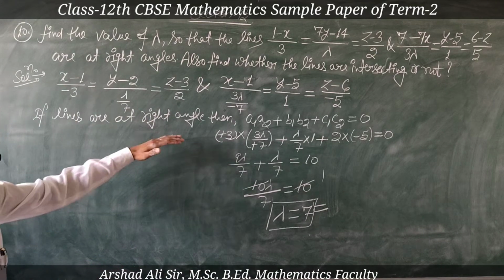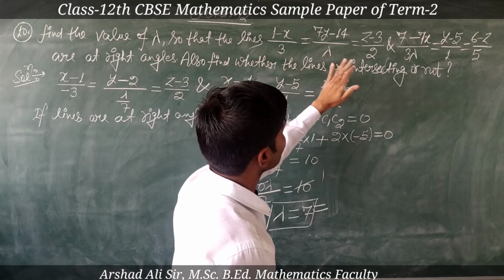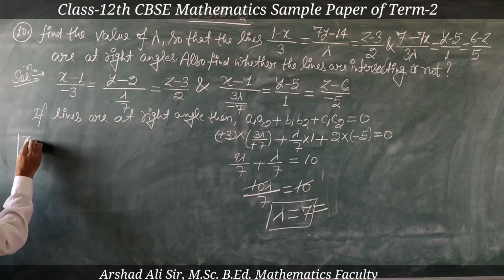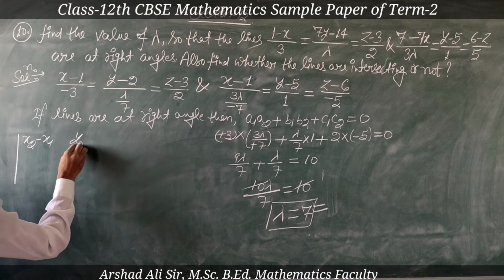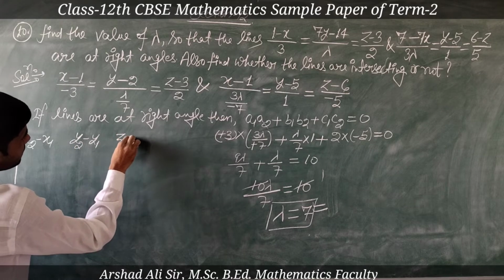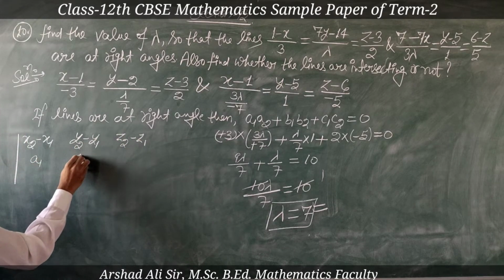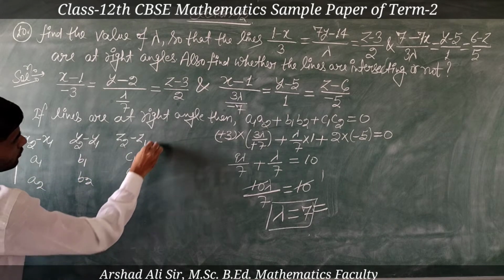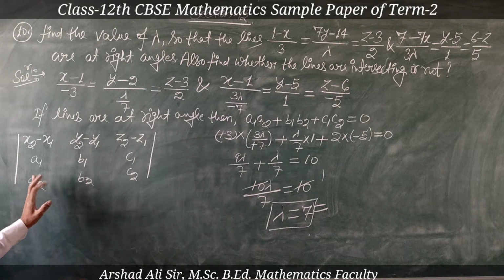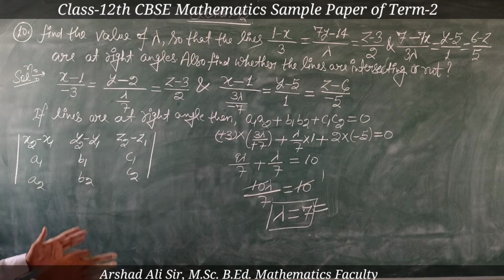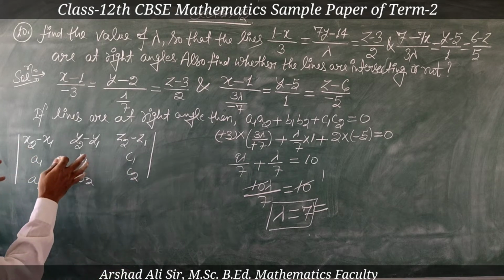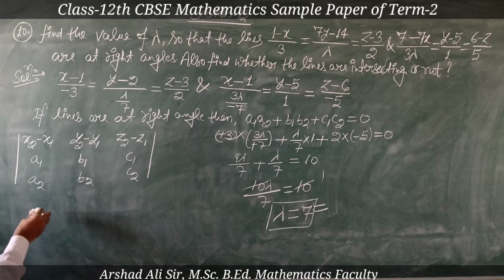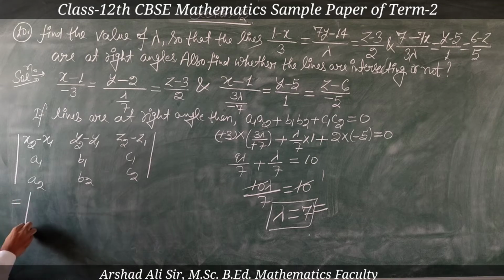But in the next line we are also asked to find whether the lines are intersecting or not. We can check this determinant value: x2 minus x1, y2 minus y1, z2 minus z1, a1 b1 c1, a2 b2 c2, okay. If this determinant is equal to 0, in that case we can say the lines are intersecting. If the value of this determinant is not equal to 0, we can say the lines are not intersecting. Okay, so we can find the value of this determinant.